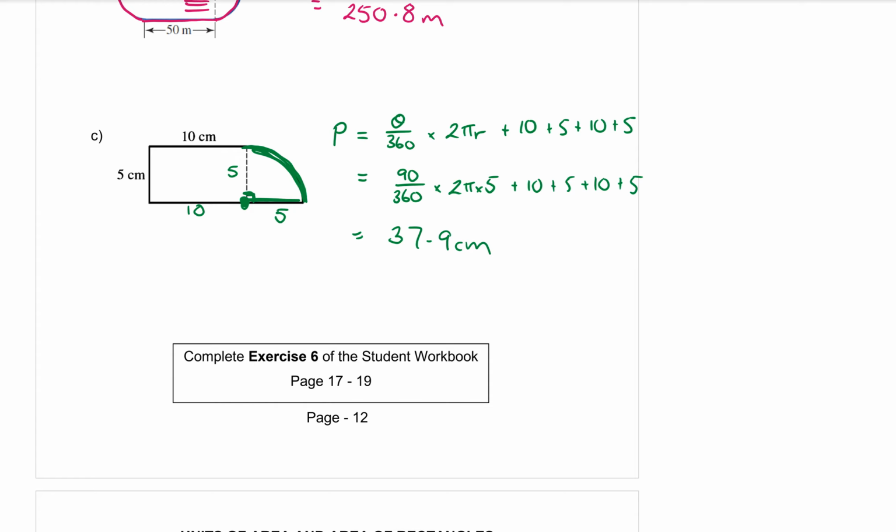Okay, so there are some tricky questions in there today. Take your time and be careful with them. You are doing exercise 6, which is on page 17 to 19 of your workbook.